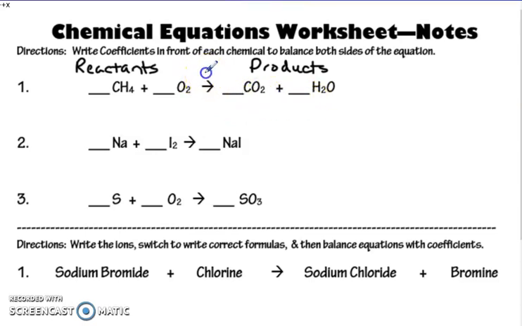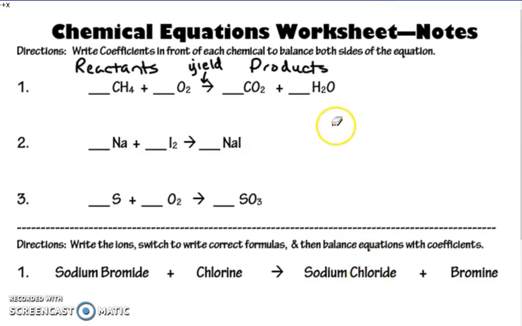So there's this one little thing right here, and this is called the yield sign. That's going to show what you're going to get after the reaction occurs. So it's kind of like right here is a dotted line before the reaction and after the reaction. Okay, so I'm going to erase those, and then we're going to talk about balancing chemical reactions.